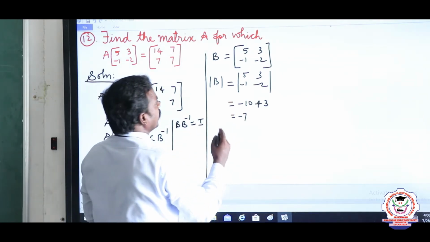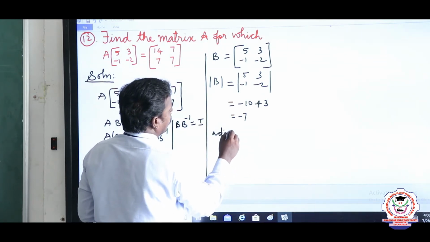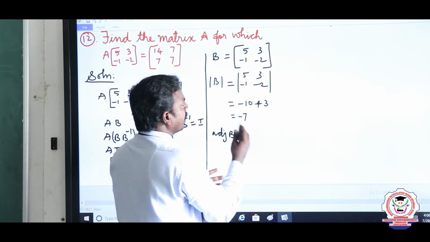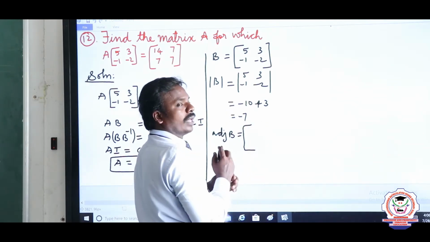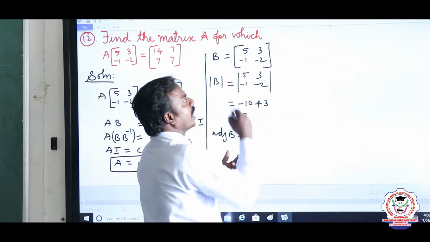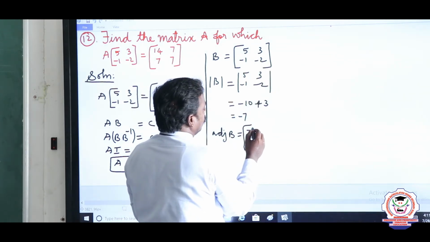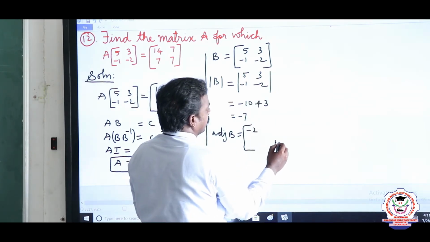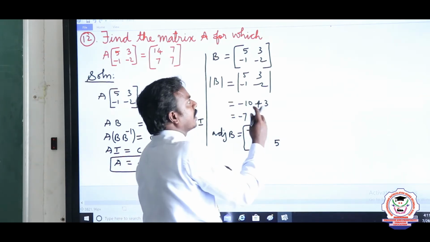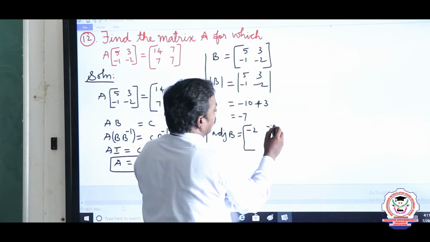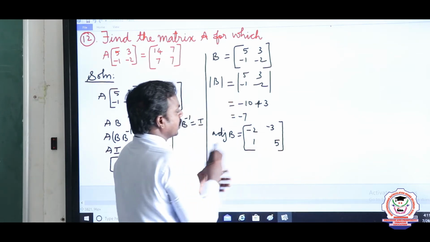In the next step, listen, very simple: the adjoint of B. For a 2 by 2 matrix, we can easily find the adjoint. We should interchange the leading diagonal values and change the sign of the other diagonal values. This is applicable only for a 2 by 2 matrix. So -2 here and plus 5. Now I have interchanged the leading diagonal values and changed the sign of the other diagonal. So plus 3 becomes -3, and -1 becomes plus 1. So this is the adjoint of B.